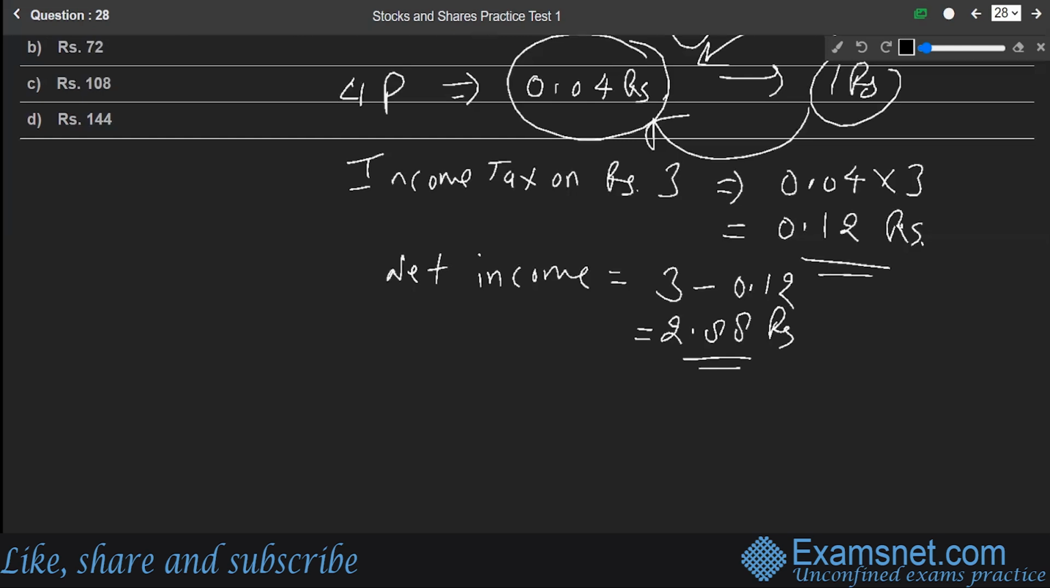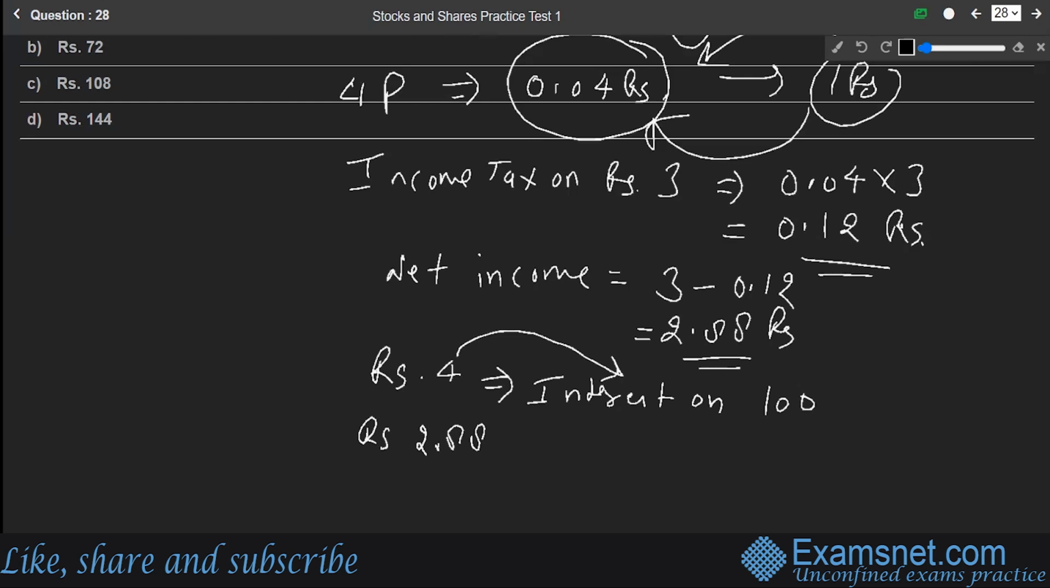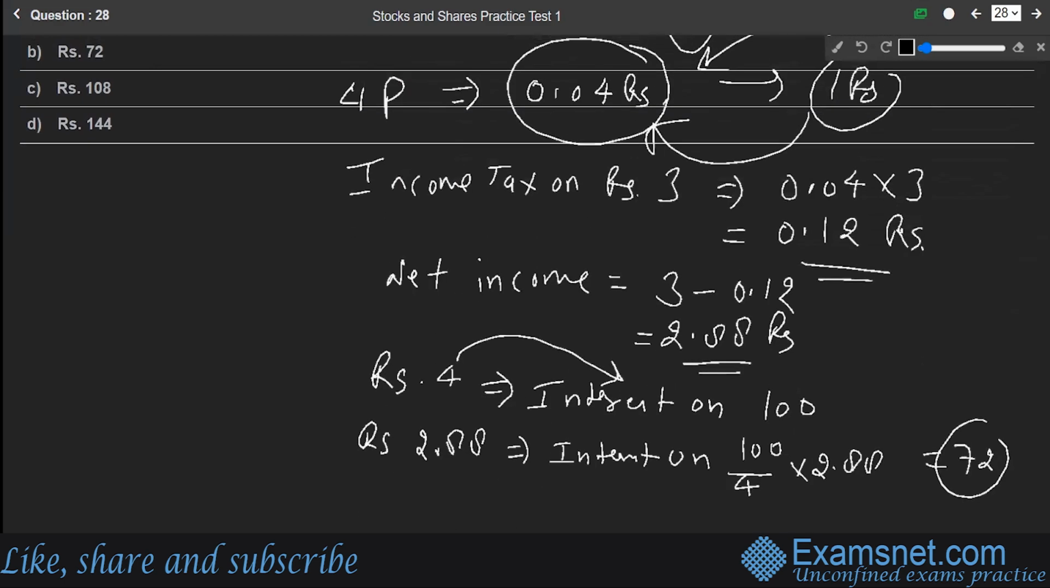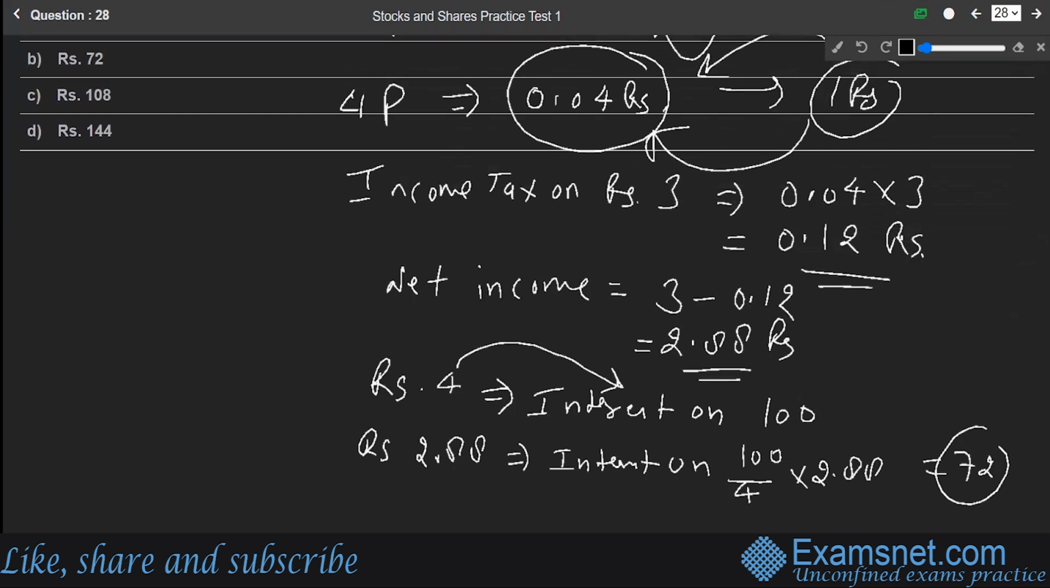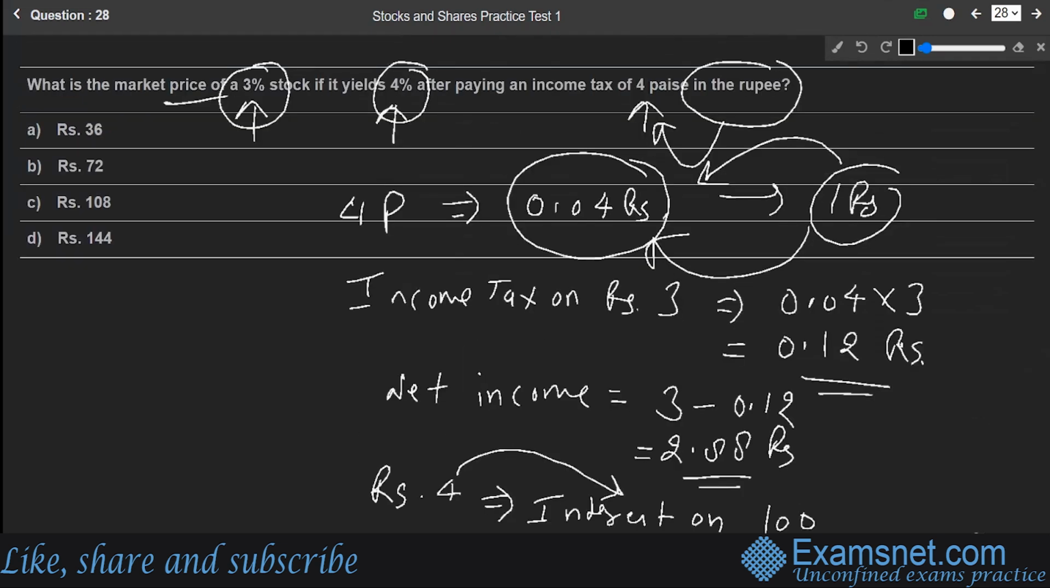So I can do it by the unitary method. How? See, rupees 4 can be achieved if the investment is 100 rupees. This is what is to be achieved. So if we want to achieve rupees 2.88, how much should the investment be? It should be 100 by 4 into 2.88, that is equal to 72 rupees. So to earn 2.88, how much should the market price be? It should be 72 rupees for each share. That becomes the right answer, which is clearly available in option B.